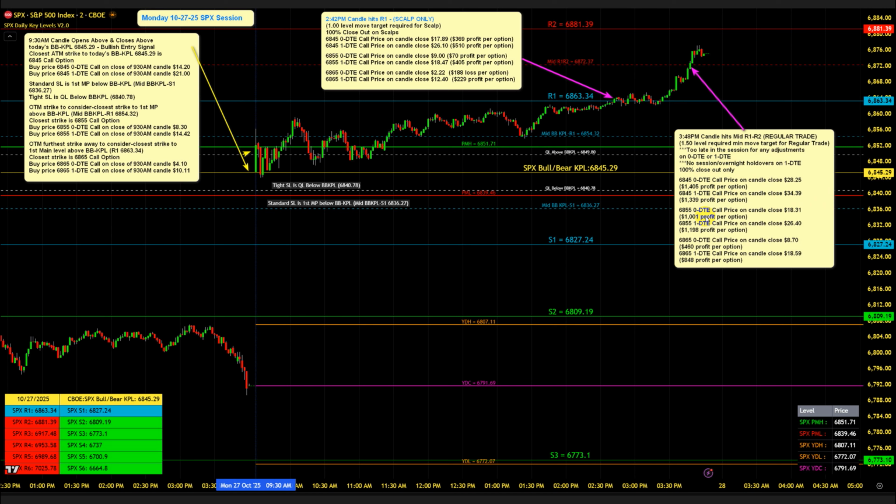The 68.55 0 DTE call option also has a pretty decent profit here, mainly because of the difference between the strike price and where this level is. There's no time value left. You still have $1,001 profit per option. The 68.55, same strike but 1 DTE, is 26.40, so that's $1,198 profit per option.